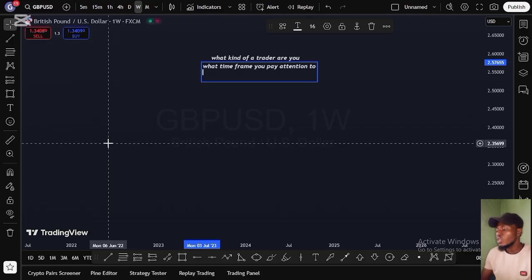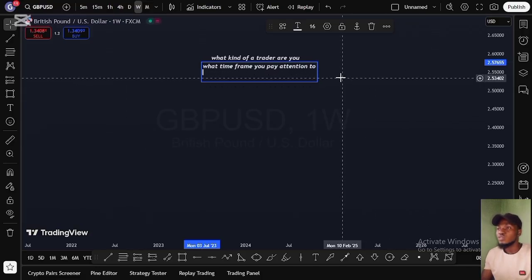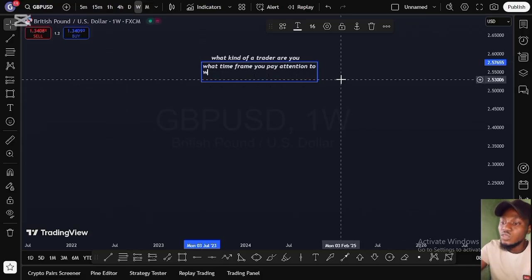So now, having defined what kind of a trader you are, what do you want to do with each of these time frames? What to do with each time frame you've chosen.